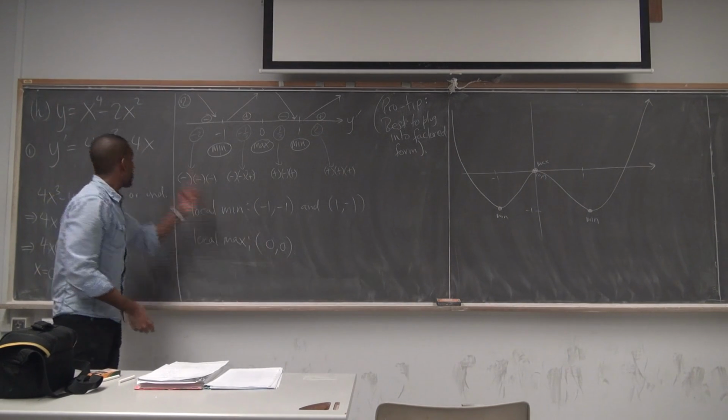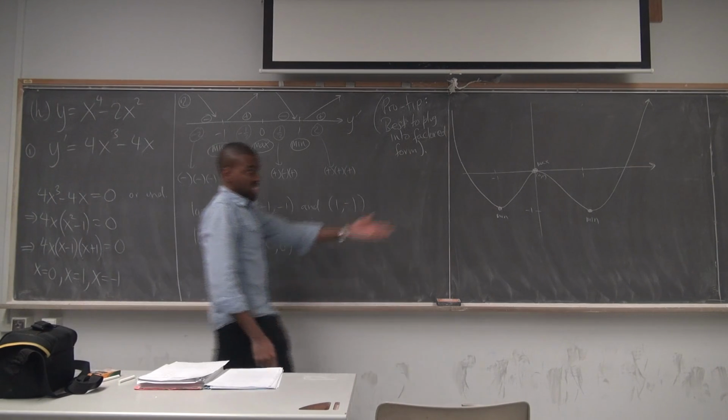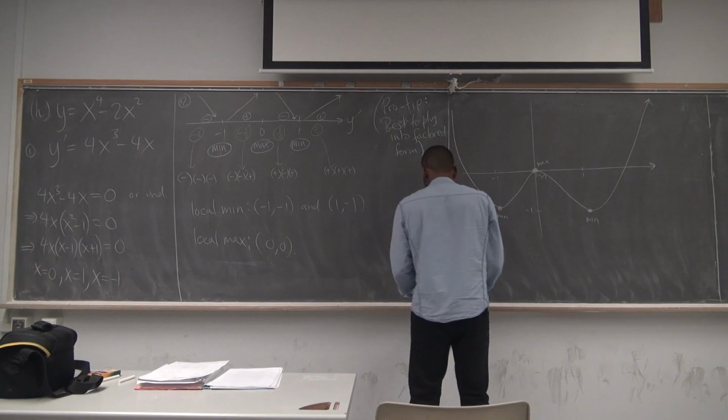And then when I plug in zero here, I got zero. So that y value was zero. And here's a sketch of this graph. It's actually like a W.